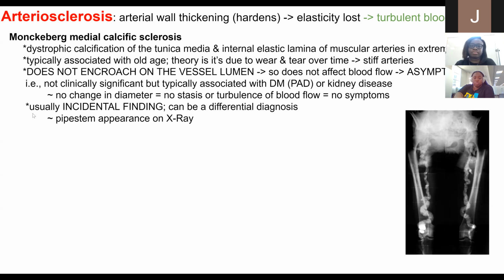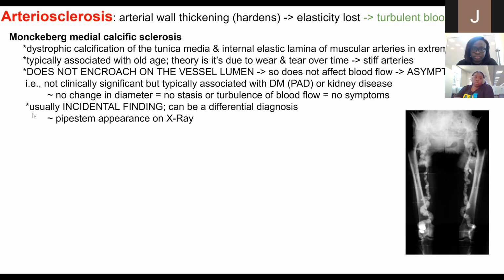Arteriosclerosis, arterial wall thickening, it hardens, you lose the elasticity, you get turbulent blood flow. I know that they had at the beginning the breakdown of everything you've learned in term 1 over what an artery is, the components of it. They're not gonna test you on that. They're gonna use the pathologies to test you guys on that, in the sense of what goes wrong gets affected, right? So just know, right, arteriosclerosis, your arterial wall is hardened, right?